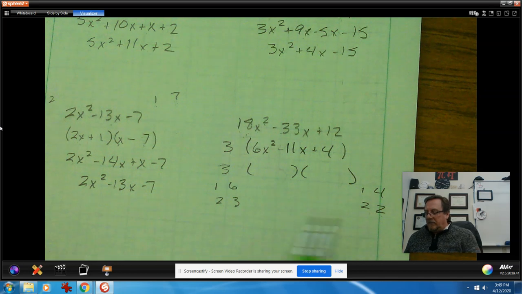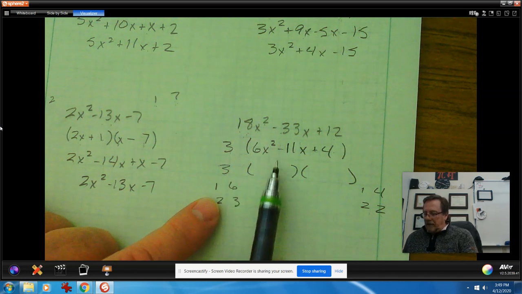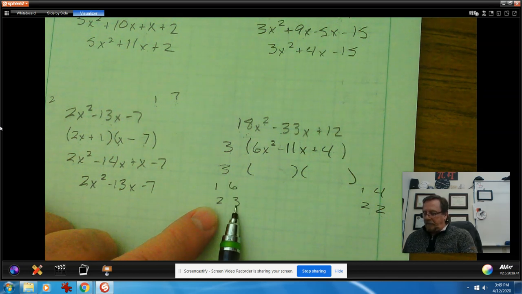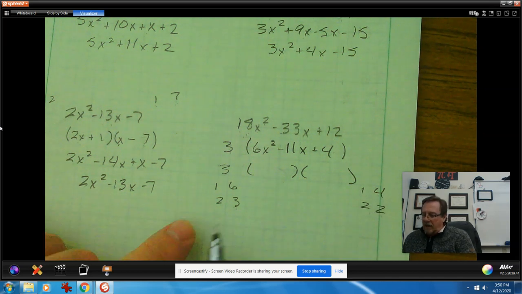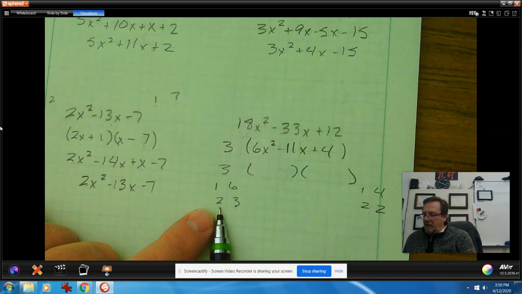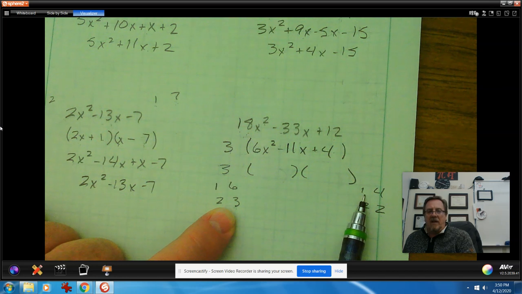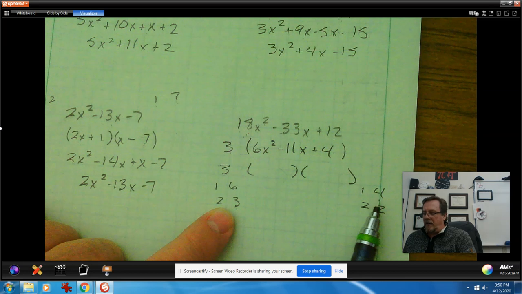So I've got to get to 11. And I think that my best bets are 2 and 3 and 1 and 4, and I'll show you why. As I'm thinking ahead here, 2 times 4 is going to give me 8, and 3 times 1 is going to give me 3, and I know that 8 and 3 are going to add to be 11. So here's my candidates that I think I'm going to use.